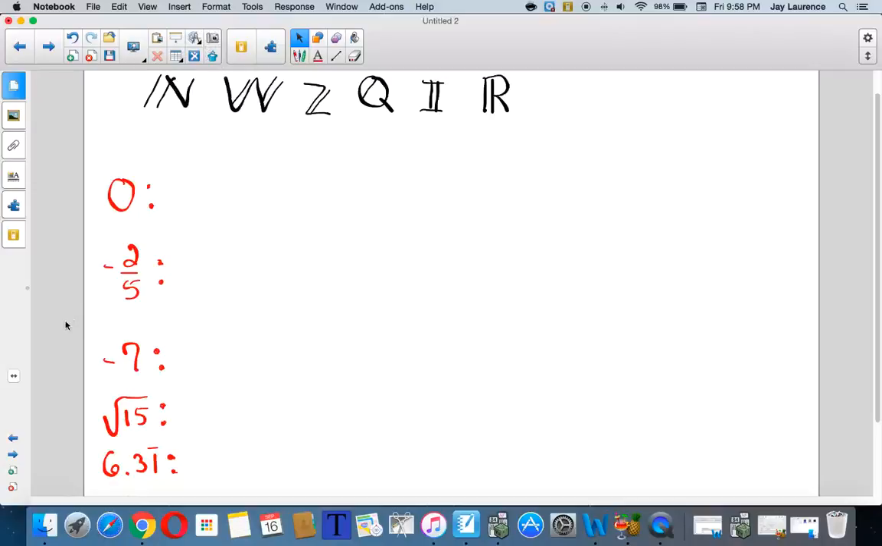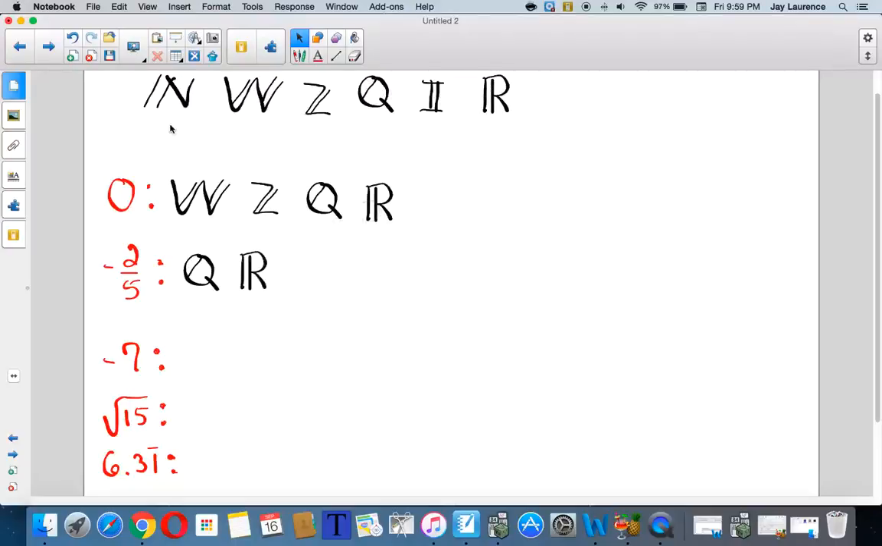All right. 0 is a whole number. It's not a natural number. It's a whole number, and it's also an integer. It's rational, and it's real. So 0 belongs to all 4 of those subsets. -2/5. Well, all fractions are rational. Integers don't include fractions. That's a rational number, and it's also a real number.